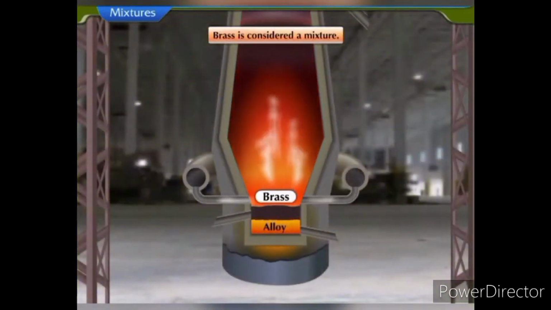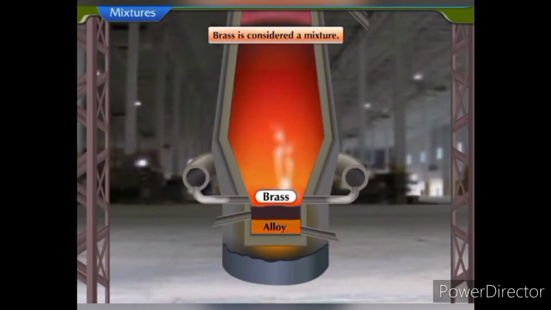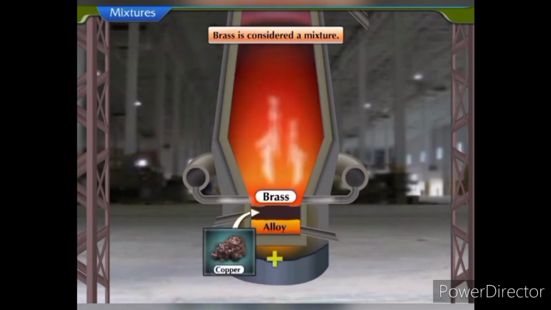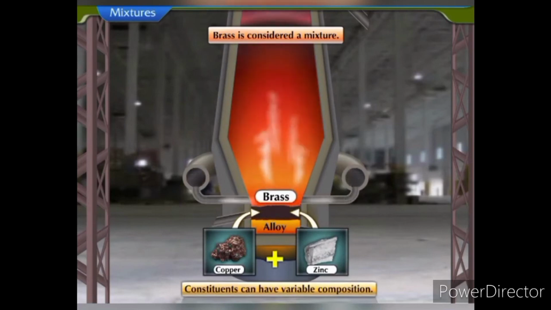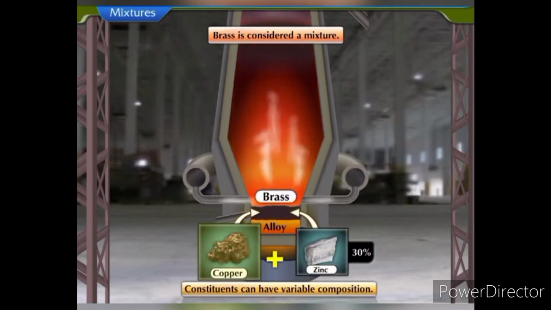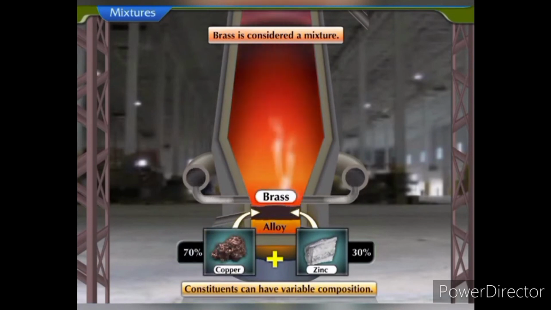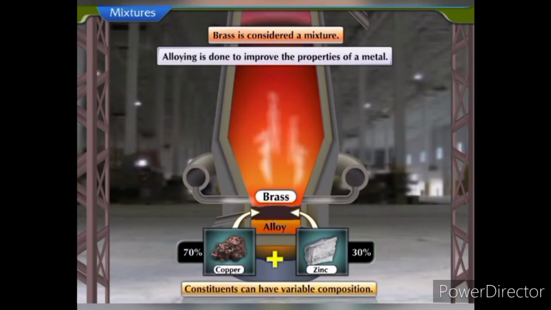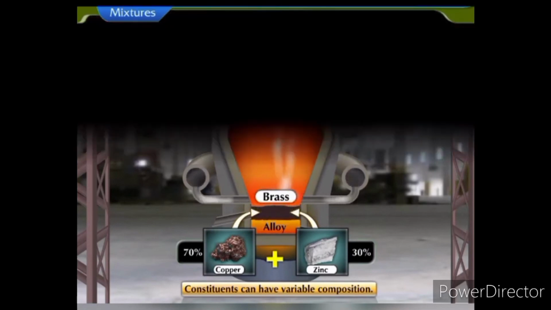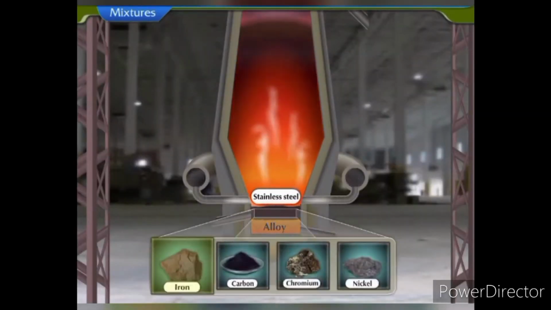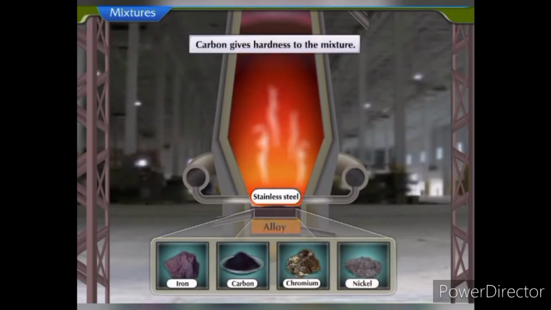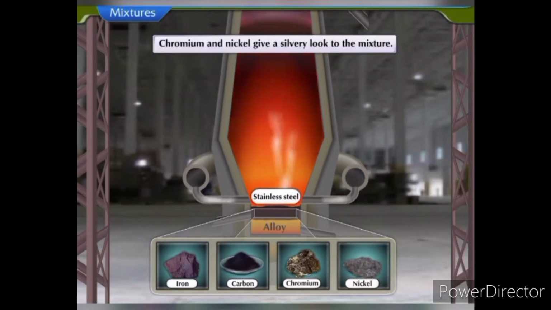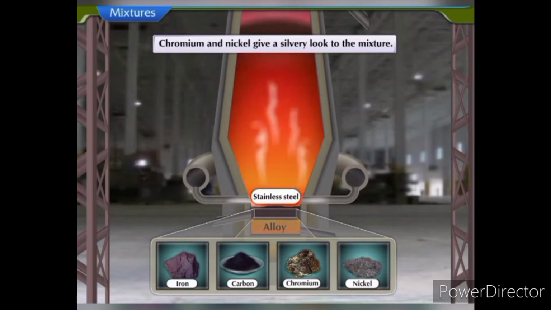Brass is considered a mixture because it shows the properties of its constituents, copper and zinc, and the constituents can have variable composition. The amount of zinc in brass is approximately 30%, and that of copper is approximately 70%. Alloying is done to improve the properties of a metal. Stainless steel is an alloy of iron, carbon, chromium, and nickel. Carbon gives hardness to the mixture, while chromium and nickel give a silvery look to the mixture.